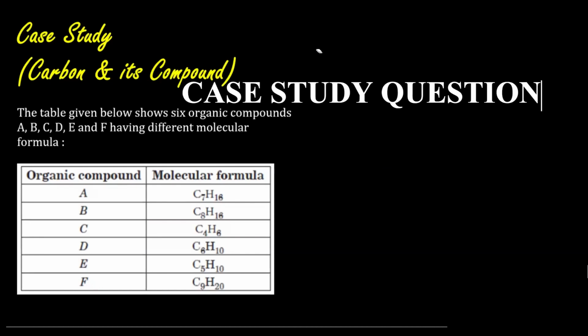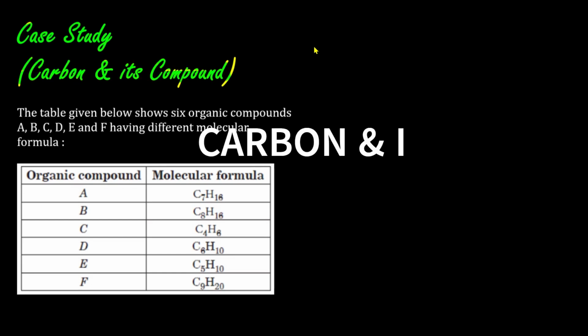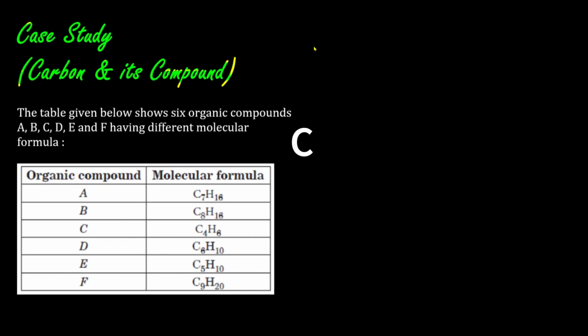In this video, we are going to do case study questions from the chapter Carbon and its Compounds. And let's begin with the first question here. It says the table given below shows 6 organic compounds A, B, C, D, E, and F having different molecular formulas. These are the compounds here, and these are the different molecular formulas, as you can see. Now, I'll type the first question here.